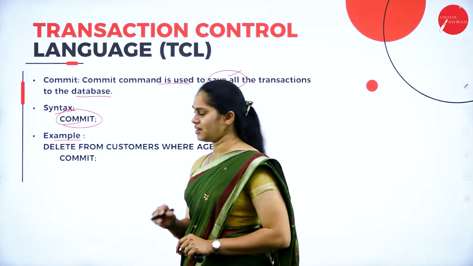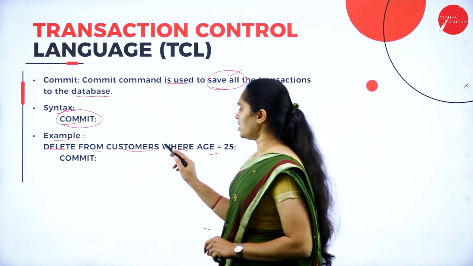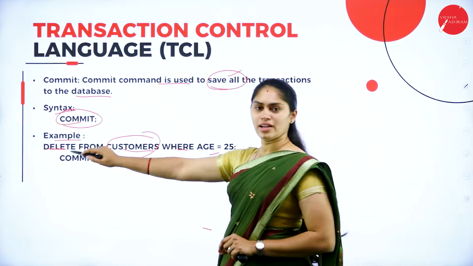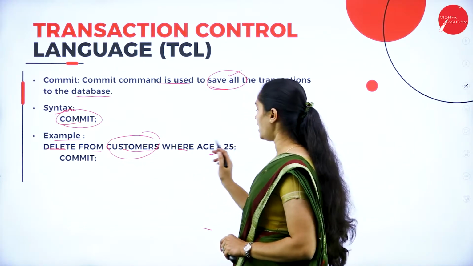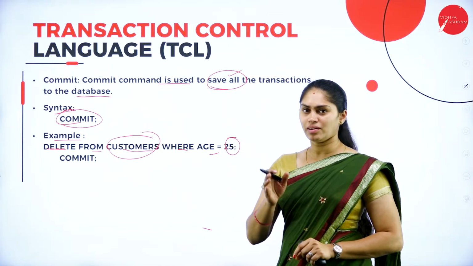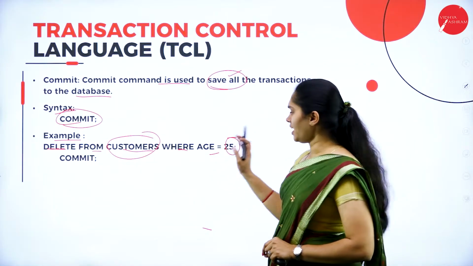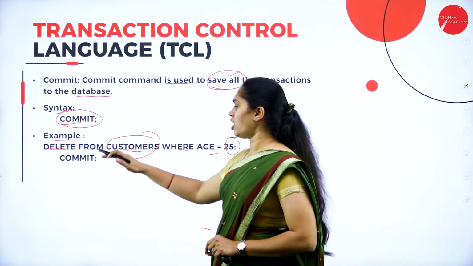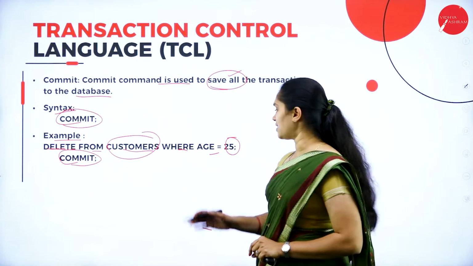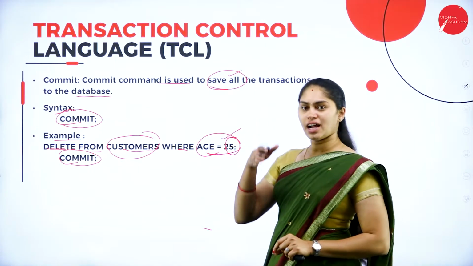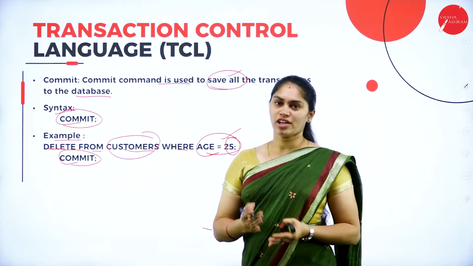Then we have an example here: delete from customers where age is equal to 25. Here I am using a delete command. Already you know how delete works, right? Delete from the table called customer where age is equal to 25. Whichever customers have age 25, we are deleting all those rows. After the deletion, I am using the command commit. So once those rows with age 25 are deleted, that is going to be saved. That table is going to be saved.